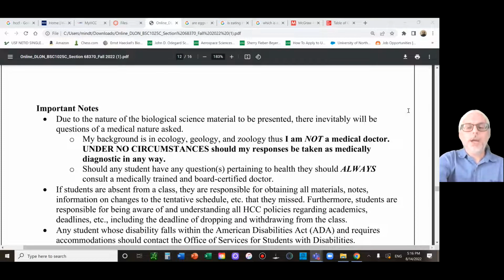Important notes. My background is specifically biology, which generally breaks down into botany, ecology, zoology, and then geology. That's my primary background. Even though I'm moving into space science, I'm still using biology and geology within the guise of space science. So I am not now, nor will I ever be, a medical doctor. Medicine comes up a lot, of course, with nutrition and drugs.